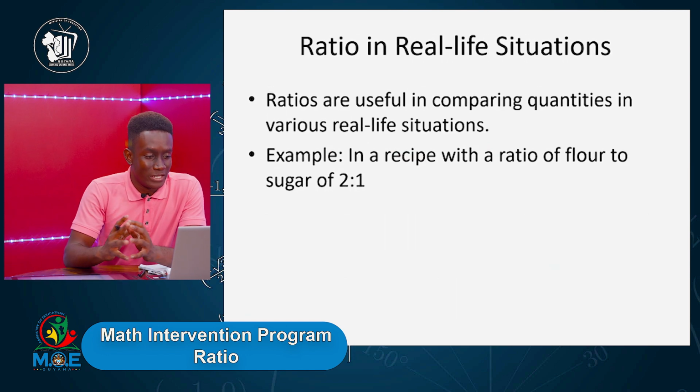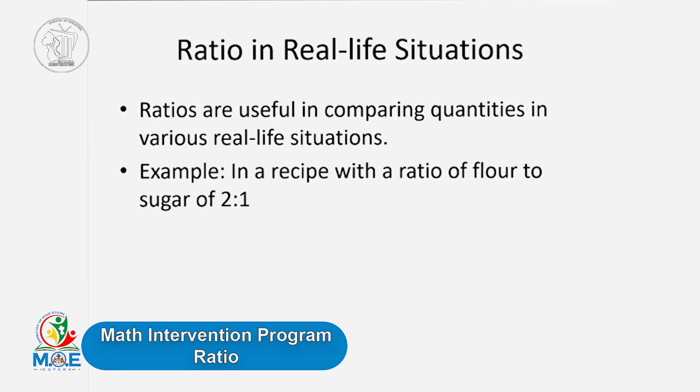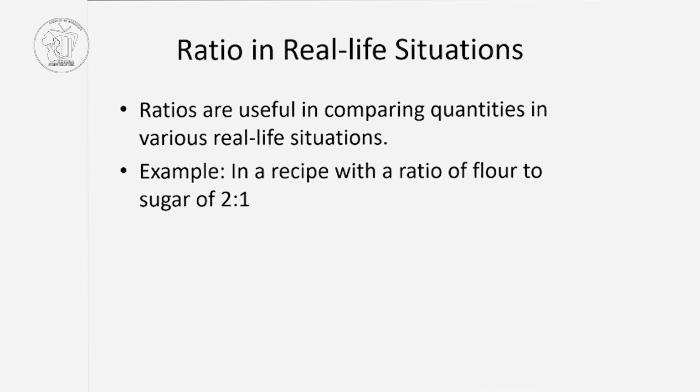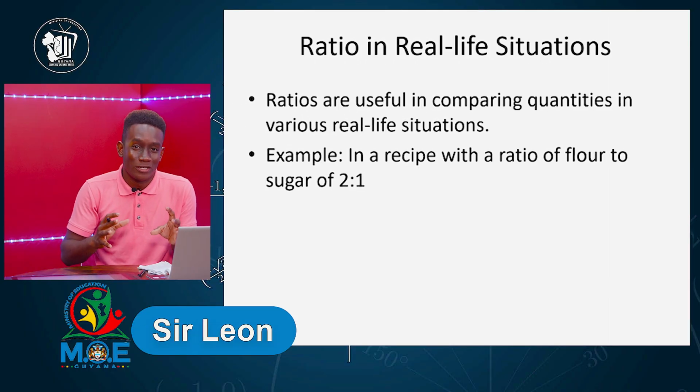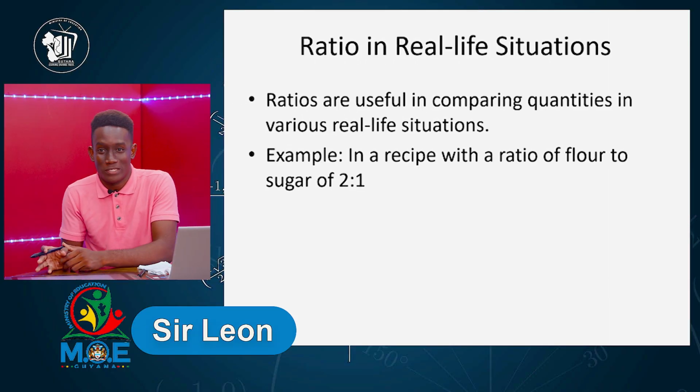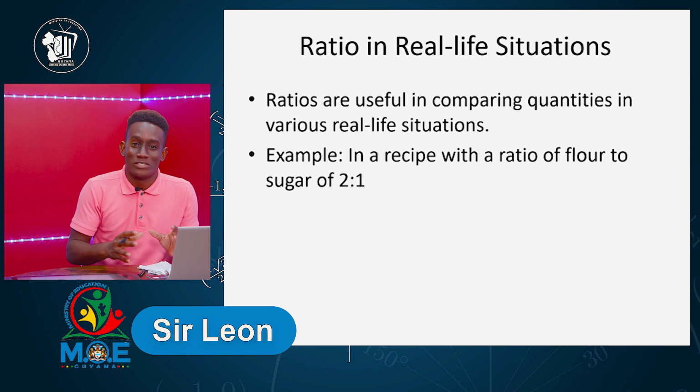Let's look at ratios in real life. Ratios are most times used in real life to compare quantities. For example, if you want to mix flour and sugar to make a bake, in the recipe you will have, for a certain amount of flour, this amount of sugar. And this will help you to make more bake of the same quality.